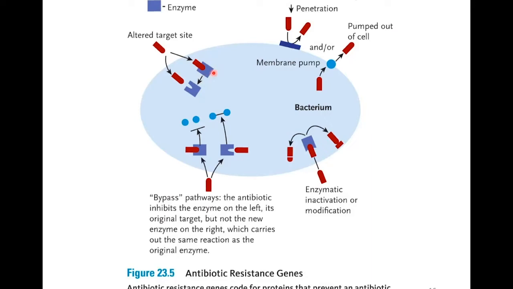And so they've also been able to adapt a few other strategies whereby they're able to alter their target sites. And when they do so, they're able to produce those enzymes with altered target sites so that ultimately the antibiotic is unable to bind to the enzyme and inactivate it.